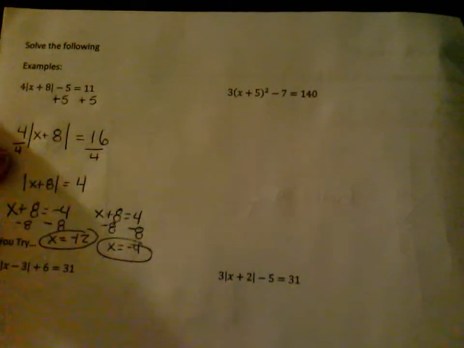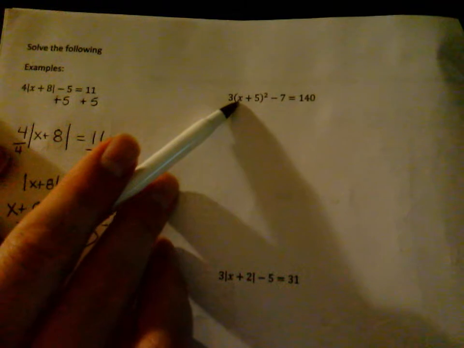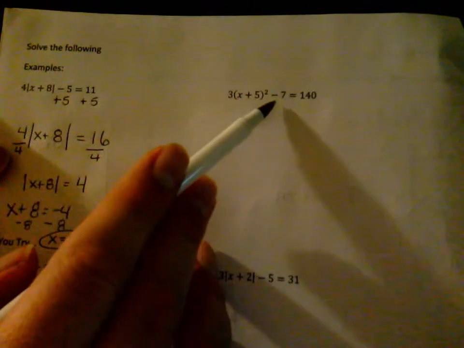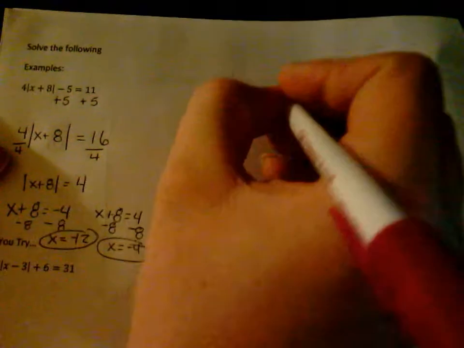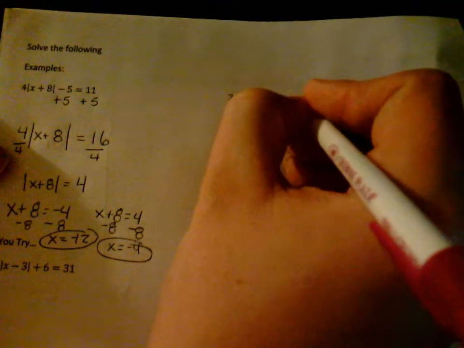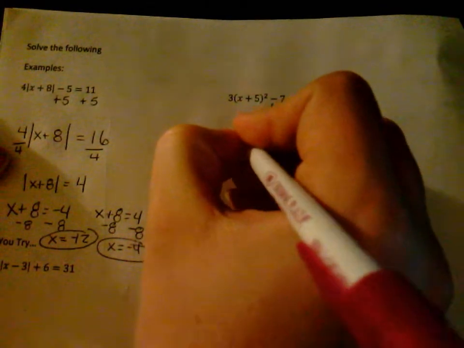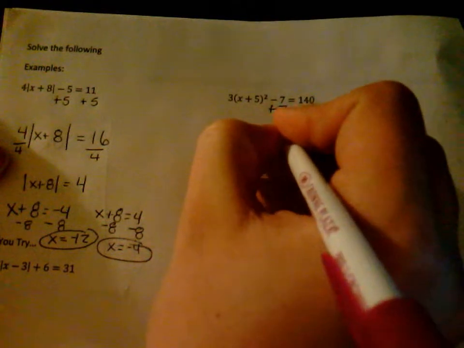Over here, same ideas. Nothing can come in and out of this until we get everything else gone. But it's a little bit different how to get to the answer. So first we want to get rid of this 7. So we're going to add 7 to both sides. This becomes 3 times x plus 5 squared equals 147.